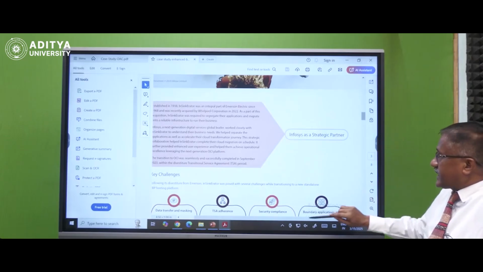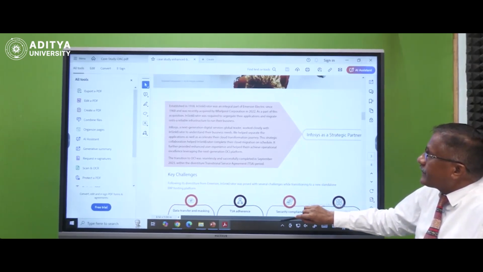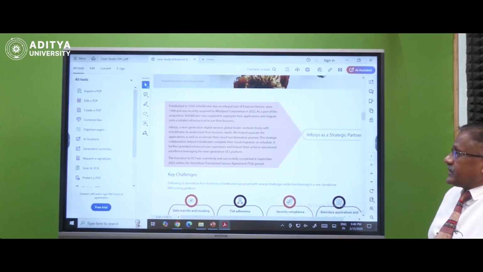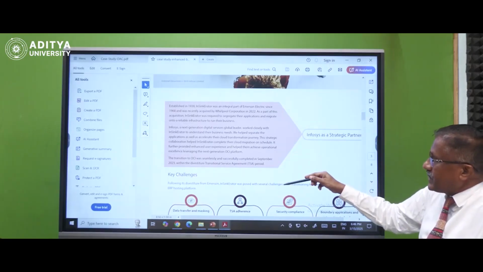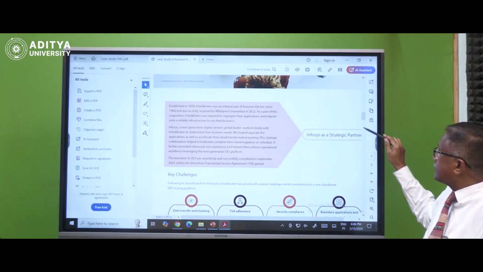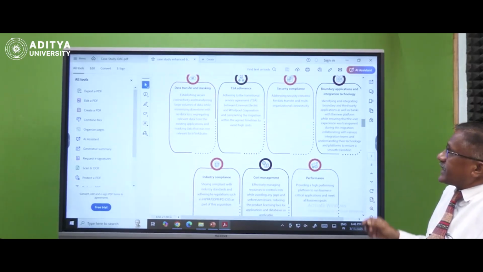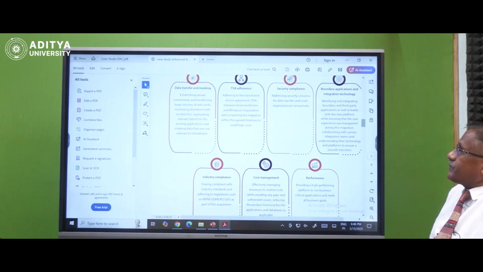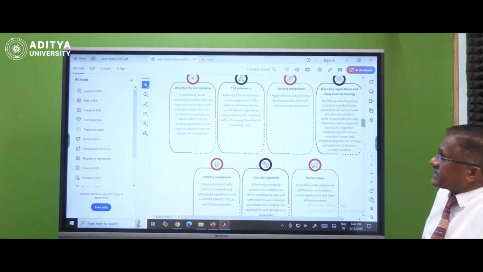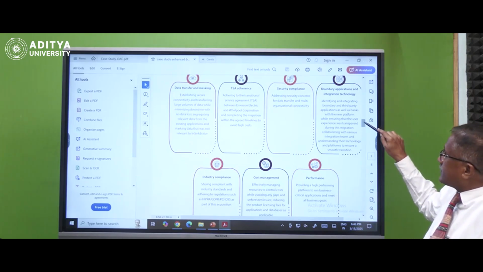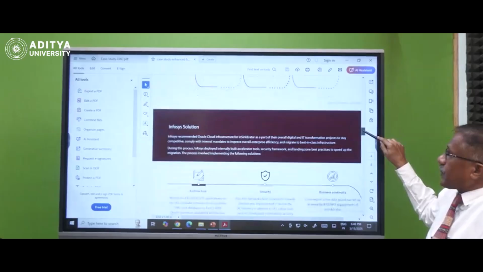So Infosys is a major strategic partner, since 1938. What are the key challenges? These are the various challenges: data transfer, TSA (transitional service agreement), security compliance, boundary applications and integration technology, industry compliance, cost management, and performance. These are the various challenges that arise in this particular activity.